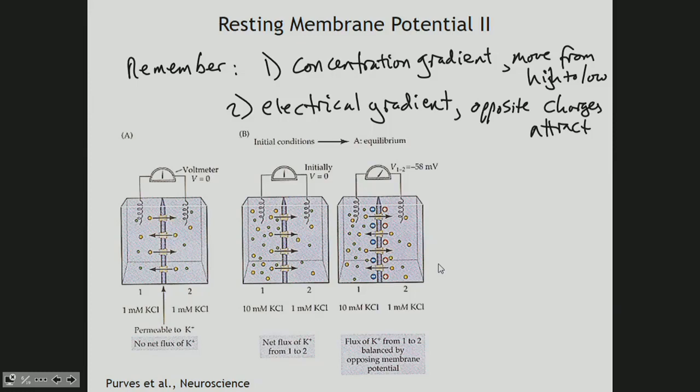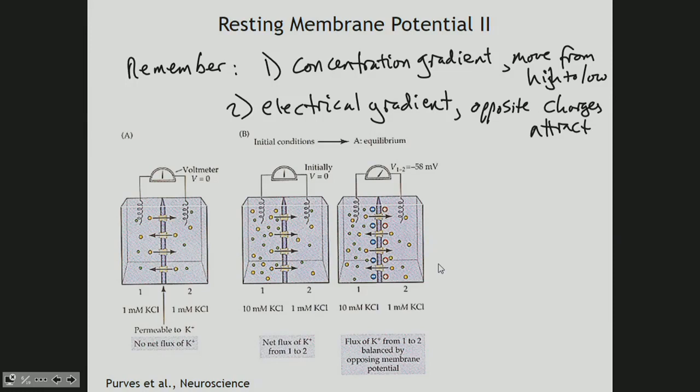If we then set up a little thought experiment where you've got a box and you've got your voltmeter again with an electrode in either side, and you've got 1 millimolar of potassium chloride on either side of a membrane that's permeable to potassium, what's going to happen? Well, there's no net flux of potassium because it's the same concentration on both sides. So there's no concentration gradient and no electrical gradient. And so everything's the same.